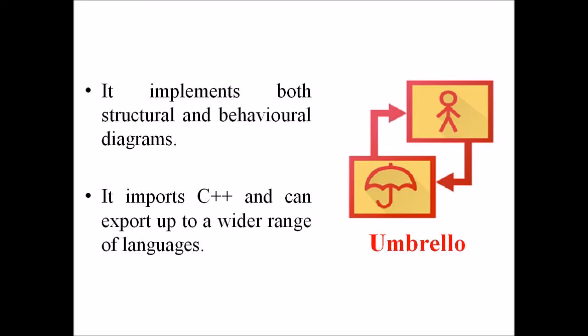Second one is the Umbrello. Umbrello is a unified modeling language tool which is based upon KDE technology, and it supports both reverse engineering and code generation for C++ and Java. The major features are it implements both structural and behavioral diagrams, and it imports C++ and can export up to a wider range of languages.